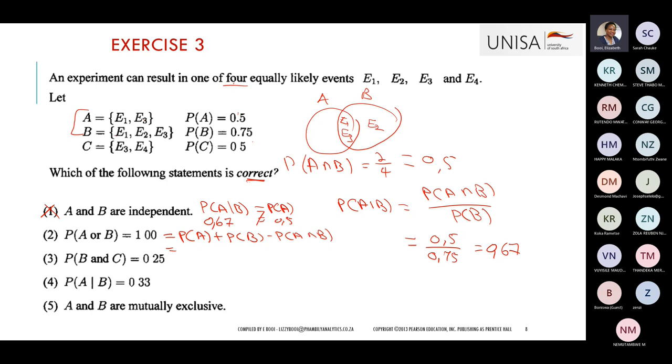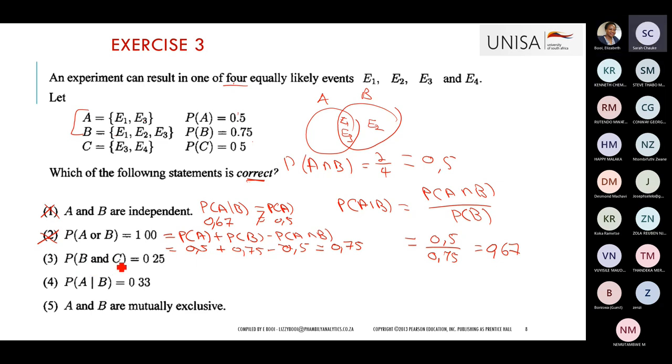Okay. So the probability of A is 0.5, which was given, plus the probability of B, 0.75, minus the joint probability of 0.5, which is equal to 0.75, because 0.5 and 0.5 will cancel out. You will be left with 0.75. So that will not be the correct answer.